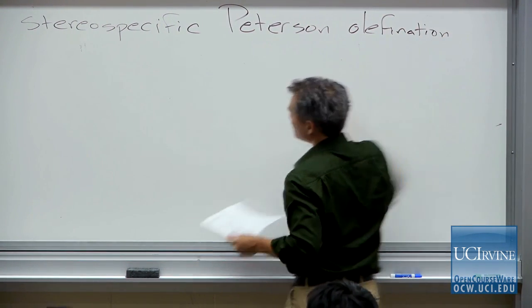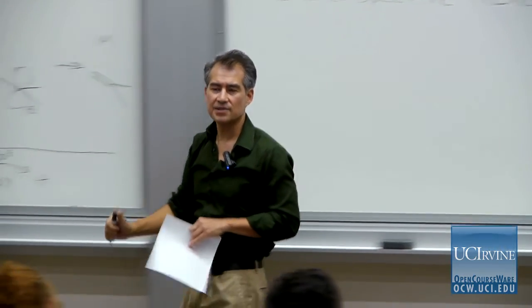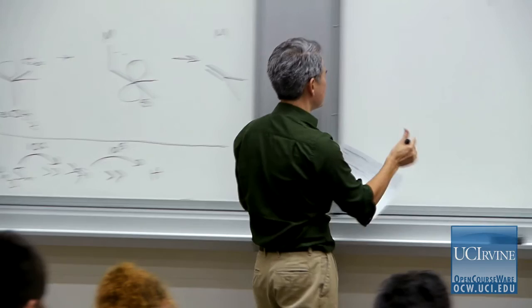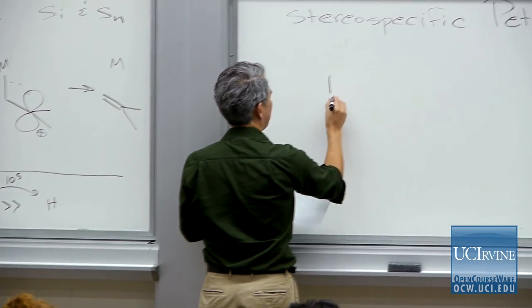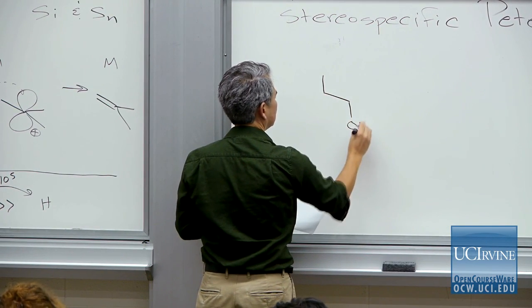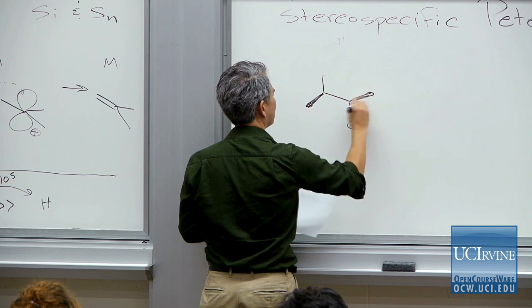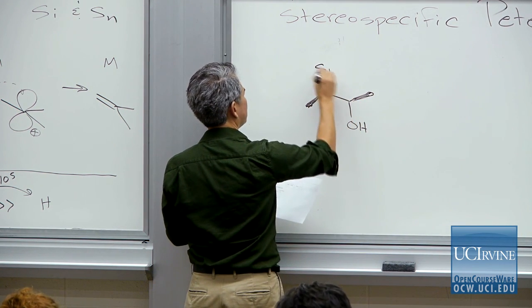So there's an elimination process called the Peterson olefination. And there's 2 variants of this reaction, and I'll show you those 2 variants. So let's just imagine that we've got some sort of beta silyl alcohol. And in this case, I'll draw a stereochemistry here associated with the starting material. I'm not going to draw the H's at this position.